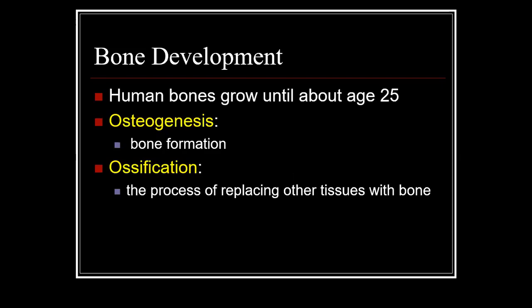These are the two ways that we form bone in the human body. Human bones grow until about the age of 25. Most growth diminishes greatly after puberty, especially in females. But females typically tend to grow until around 20, 21-ish. And males typically develop until 25. Osteogenesis is bone formation, and ossification is the process of replacing other tissues with bone.